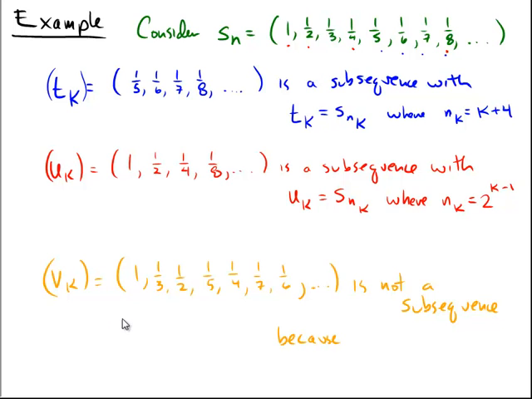Finally, notice that v_k here is not a subsequence, because let me use orange to highlight this. This would go from 1, and then it goes up to 1/3, and then it goes back to 1/2. So immediately it's not a subsequence, but even further on it goes 1/5 to 1/4, and then 1/7 to 1/6. Since it keeps going back and forth and back and forth, it is not going to be a subsequence. It is not a subsequence because it jumps back and forth.